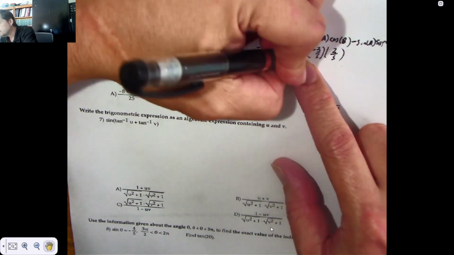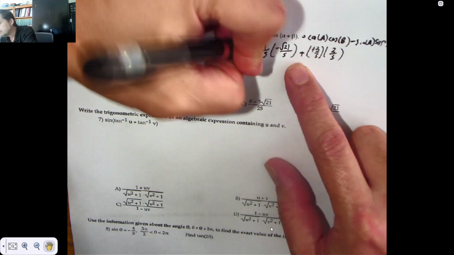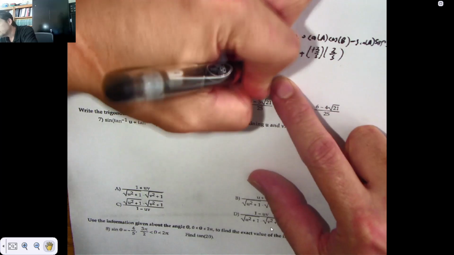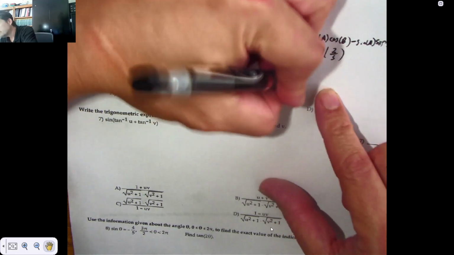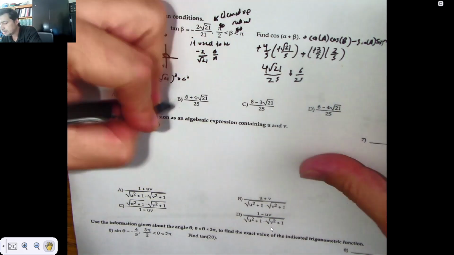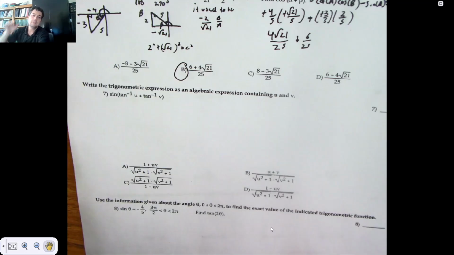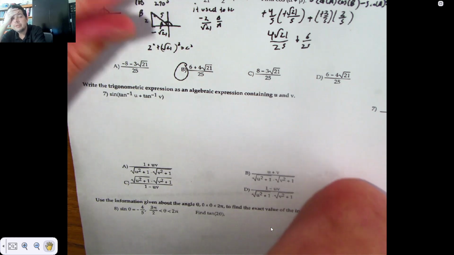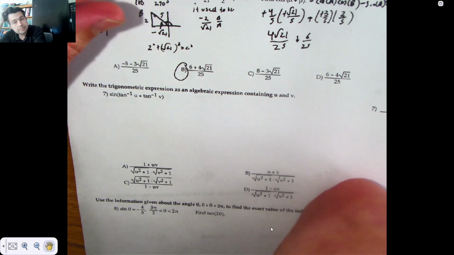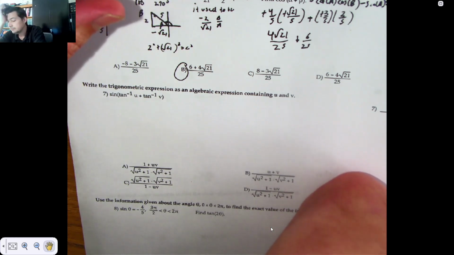Now I got a negative times a negative. She's going to be positive. Negative times a negative, also positive. That's 4 root 21 over 25 plus 6 over 25. And that should be enough. That's choice B. All right, write the trig expression as an algebraic expression containing u and v.